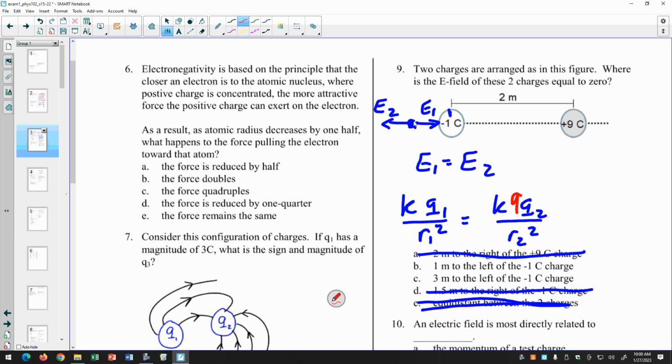Somebody's about to say it. I can tell you're thinking it. What are you thinking? Can you guess? 3. Yes, 3, because 3 squared is 9. So my distance R2 has to be 3 times the distance R1. And which of those answers will give me a distance that is 3 times? 1 meter or 3 meters to the left of the minus 1 coulomb charge?